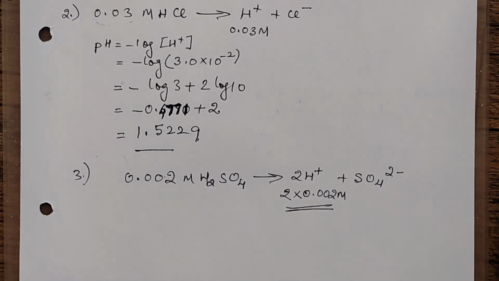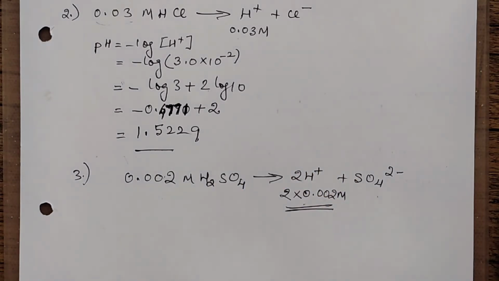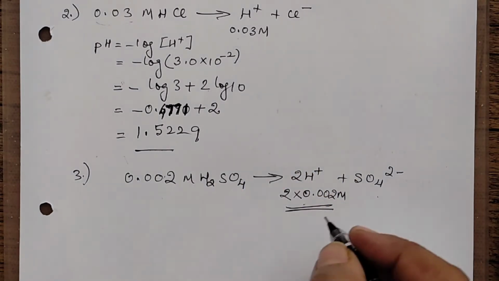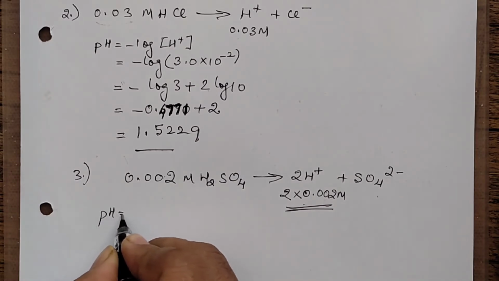This is the concentration. The same concentration will also be for sulfate, that we are not writing because we need only H plus concentration for calculating the pH. Okay, so this value we will use as the H plus concentration and use it in the formula for pH.